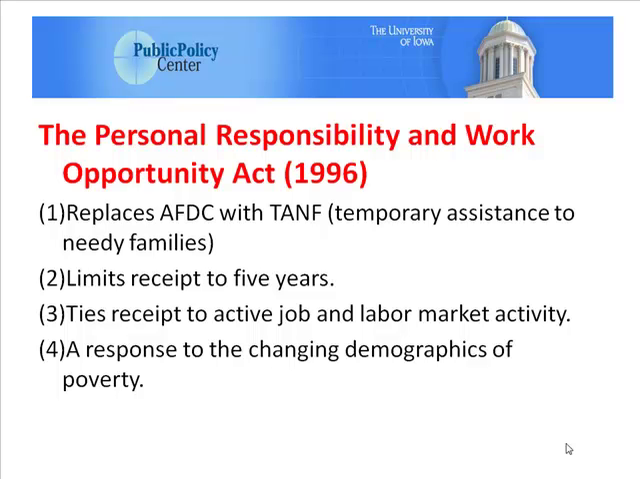And to some extent, most analysts say this is a response to several things: frustrations over the way AFDC is used, but also a response to the changing demographics of poverty. In the 1930s, most of the poor were widows and children and the elderly. By the 1990s, the poor represent people that are viewed as demographically, shall we say, less attractive for a variety of reasons.